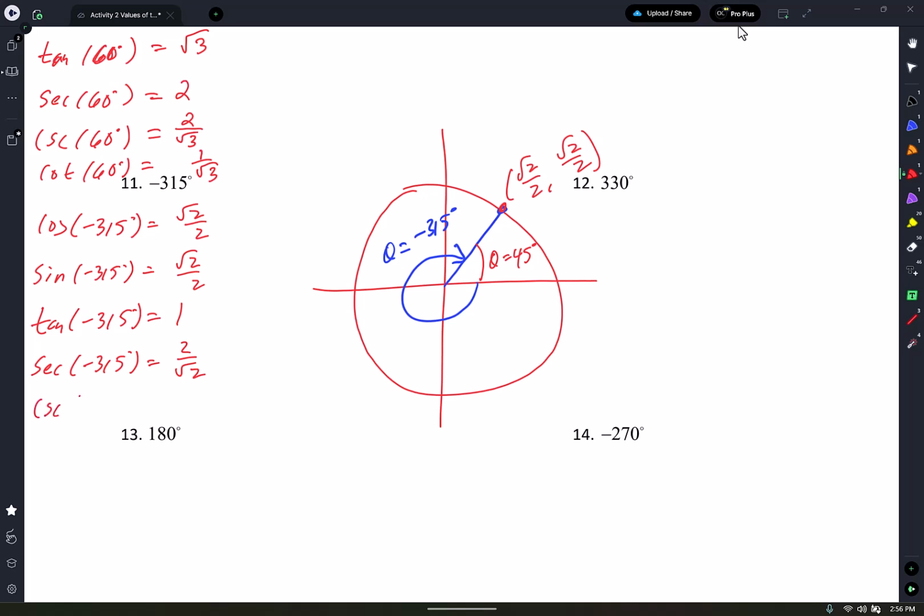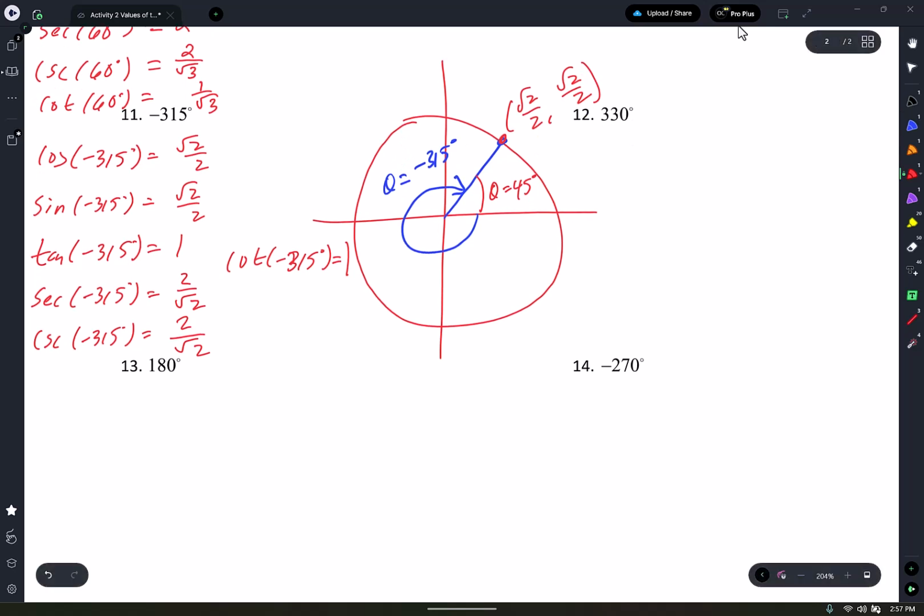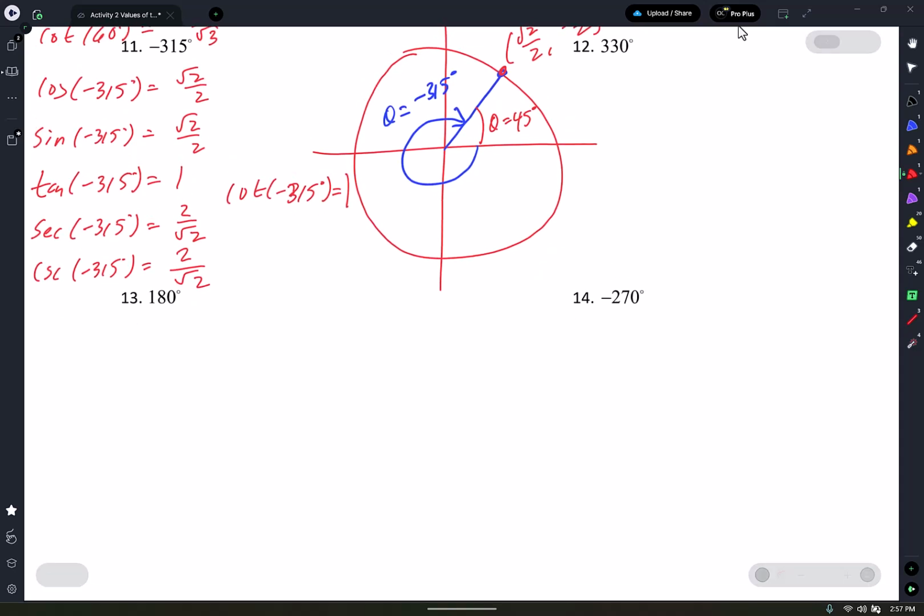Okay. Cosecant of negative 315 degrees. Same thing. 2 over square root of 2. And let's see, which one am I missing? Cotangent. Cotangent of negative 315 degrees. Make sure to put a degree symbol. 1. The reciprocal of 1 is 1. Or you can think of it as x over y. You're going to get 1 again as well. Does that make sense? Okay. I said I was going to do all the odd ones, so I guess I'll do 13.